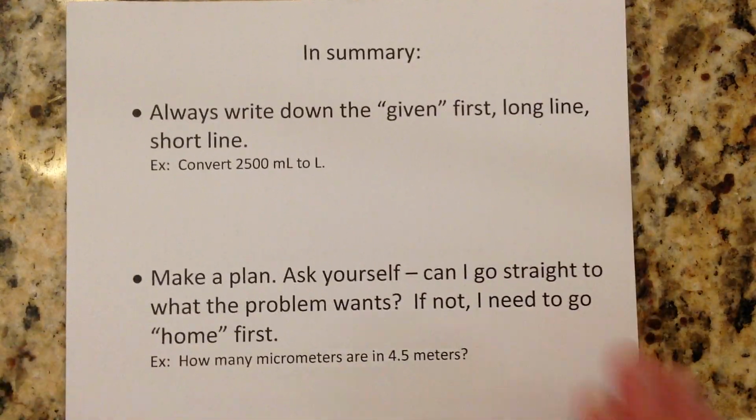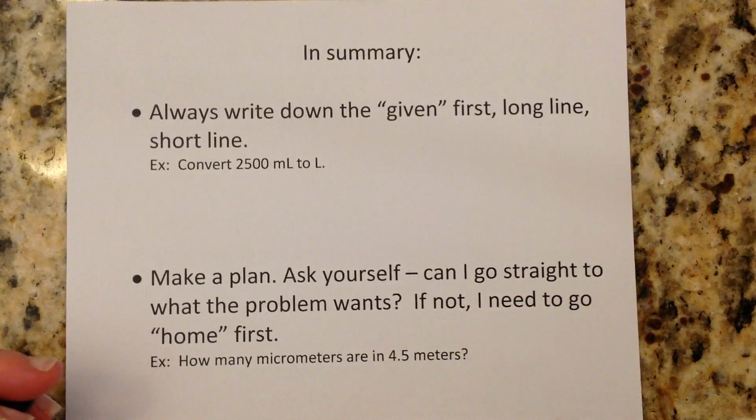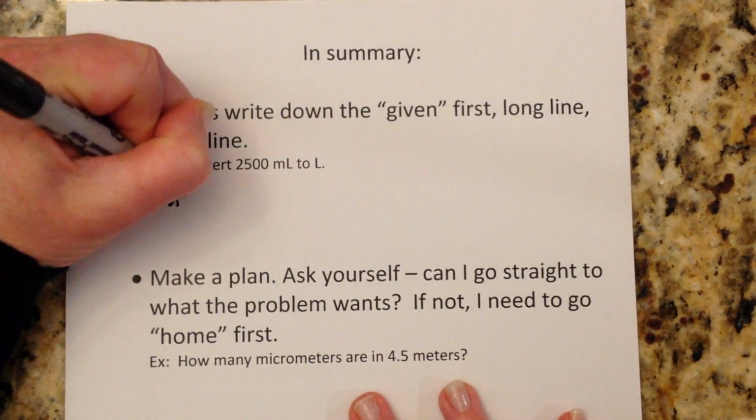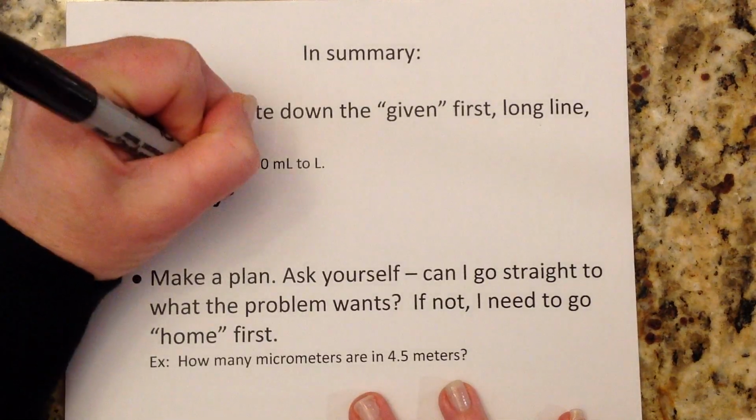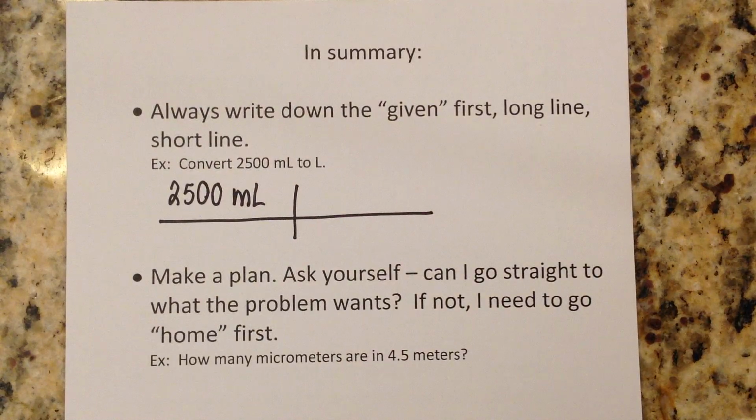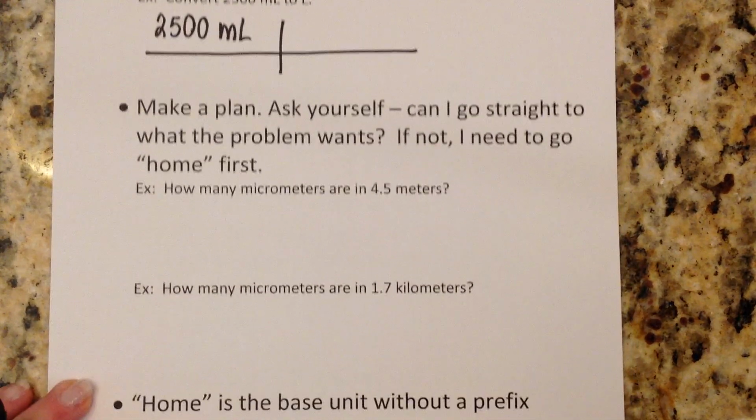Number one, we always write down the given first and draw a long line and a short line. Even if you don't know what's going on, you can do that. For example, with this problem, I know I can at least write down 2,500 milliliters, and I can draw a long line and a short line. Everybody can start there.